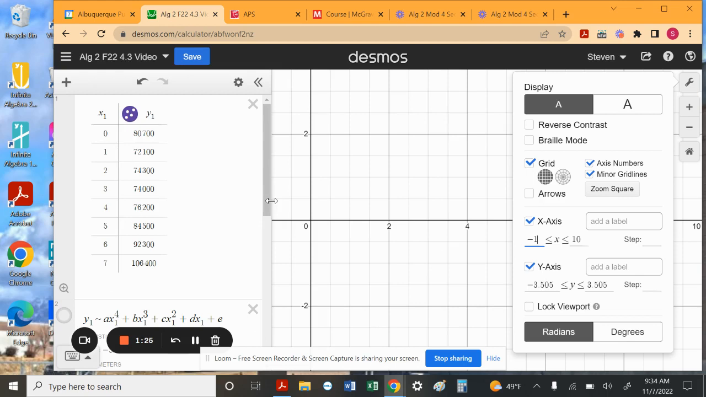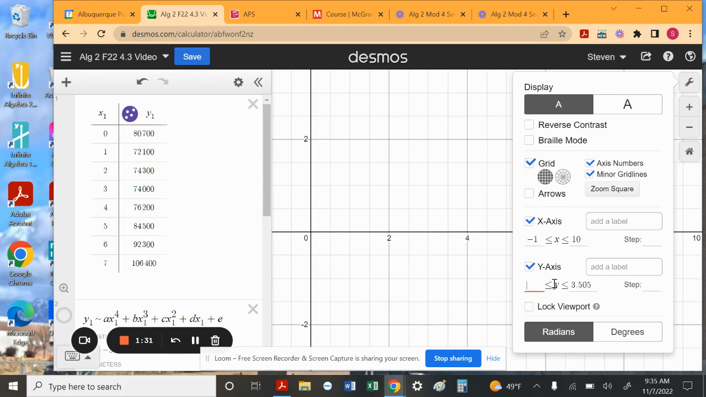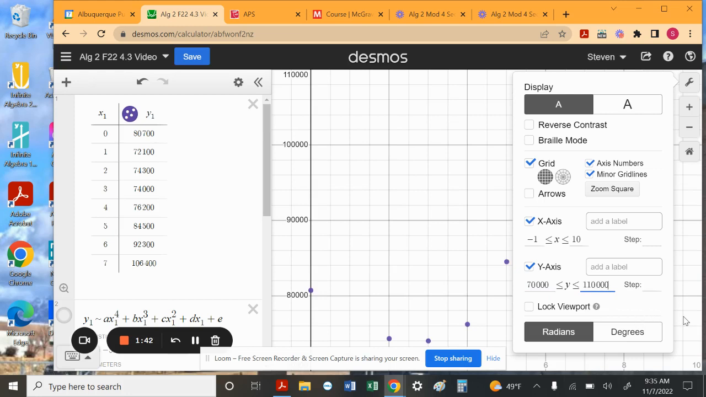My y-axis, I wanted to go way up. So notice I'm at 72,000 all the way up there. So I want to be able to see the data pretty clearly. So I go 70,000, and I can go all the way up to 110,000. Okay, so we can kind of get an idea.